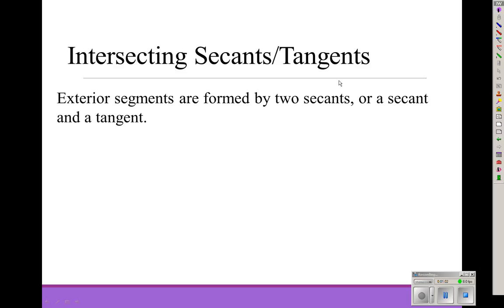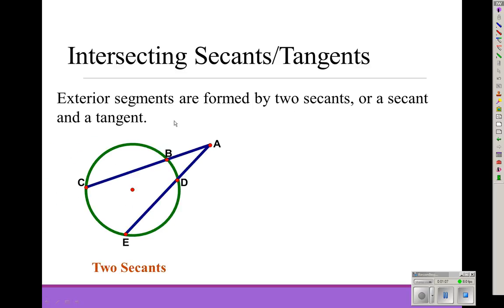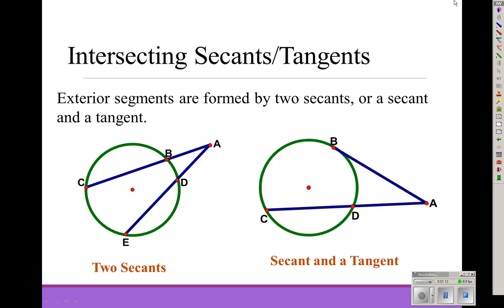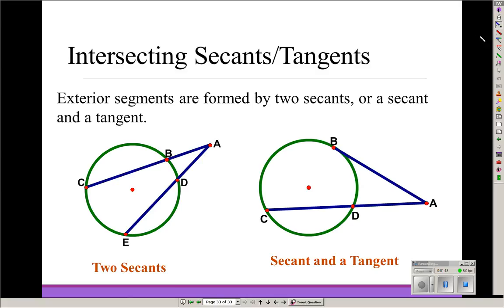Sometimes you have intersecting secants and tangents. So if you have two secants that are intersecting, or a secant and a tangent that's intersecting, their segment measures work in a certain way as well. With a secant, anytime you have a secant, you have the outside portion and you have the whole portion. This one down here has an outside portion and the whole portion.